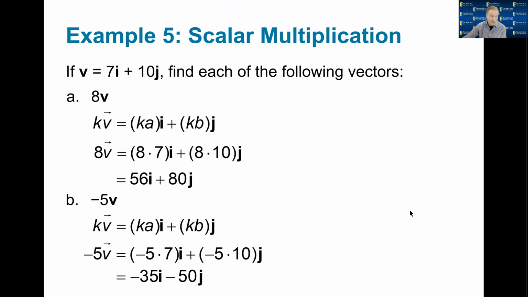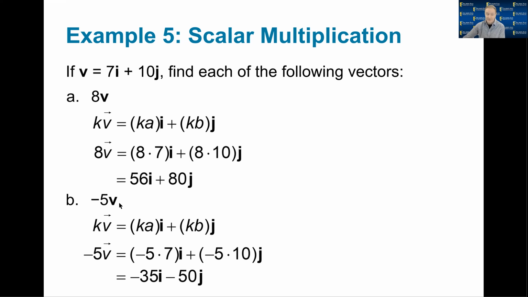What if I have a scalar multiplication, and I have vector v equal to 7i plus 10j, and I want 8 times vector v? Anytime you have a scalar multiple k times any vector, you're just going to multiply it by each of the individual components, both the vertical and the horizontal, of course. So 8 times vector v is 7 times 8, which is 56i, and then 8 times 10 for 80j. 8v is going to be the vector 56i plus 80j.